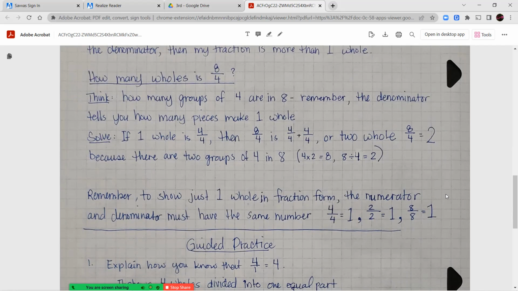Now remember, to show just 1 whole in fraction form, your numerator and your denominator have to be the same number. So 4/4, 2/2, 8/8, 6/6, and so on.